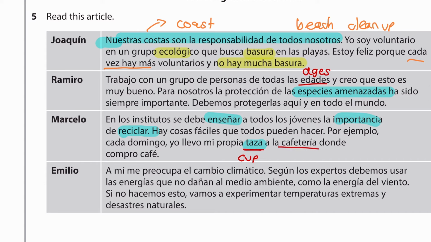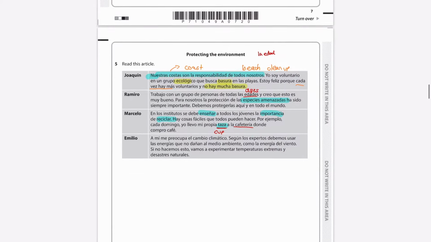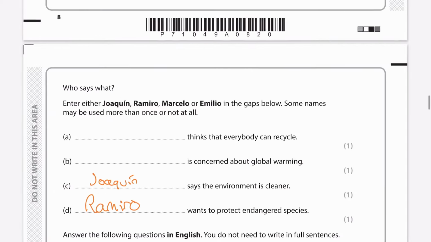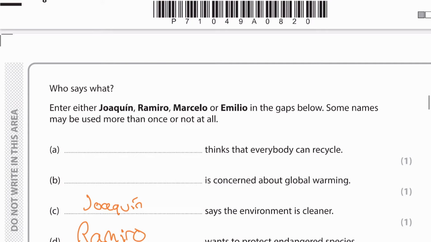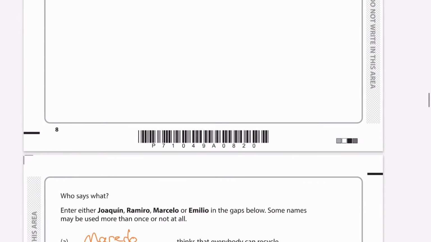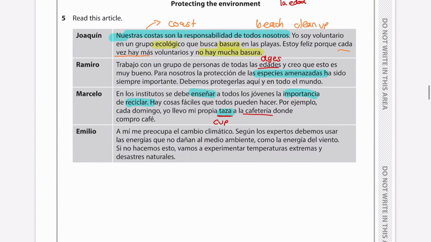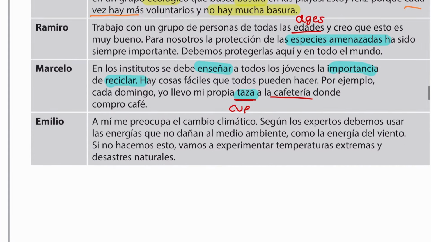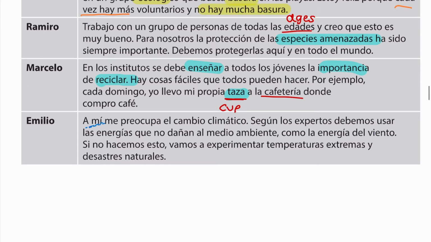Okay? So Marcelo, which one was Marcelo going to be? Let's see. He thinks that everybody can recycle. Yes, he said it's easy. He thinks you can just go to the coffee shop and you can bring your own cup and reuse, recycle, etc. So that's going to be the first one. And then Emilio, we can guess is going to fill the last gap in number B. But let's check.